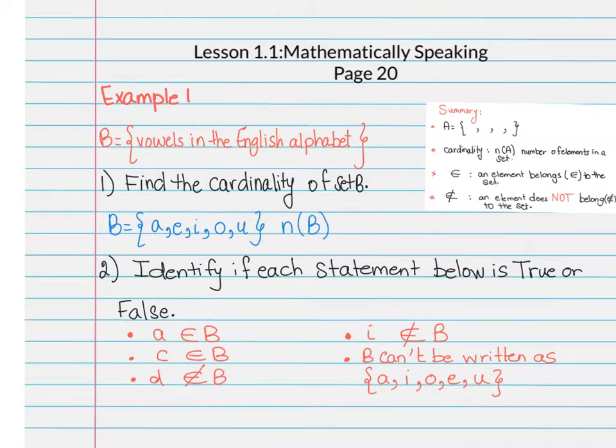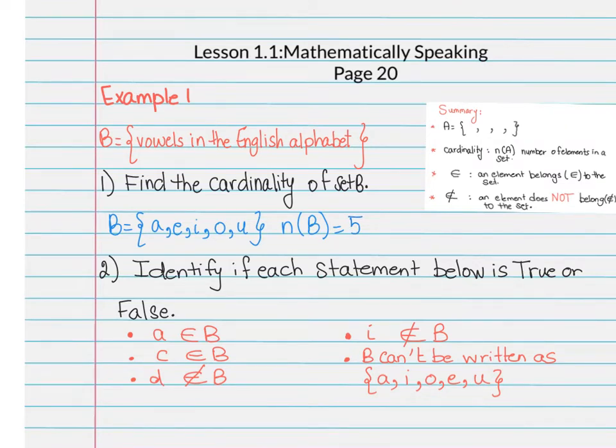We don't forget the 2 parentheses, equals. We will count them, simply count them, 1, 2, 3, 4, 5. So the cardinality is 5. We move to the second question.